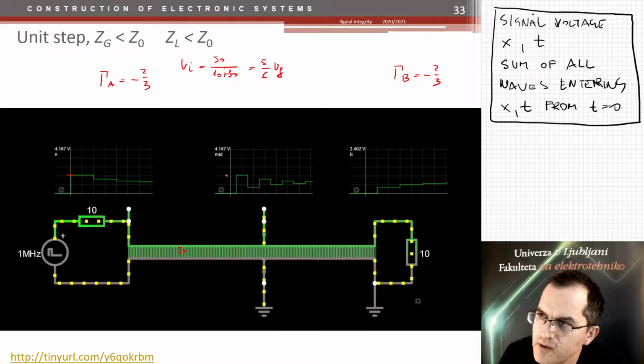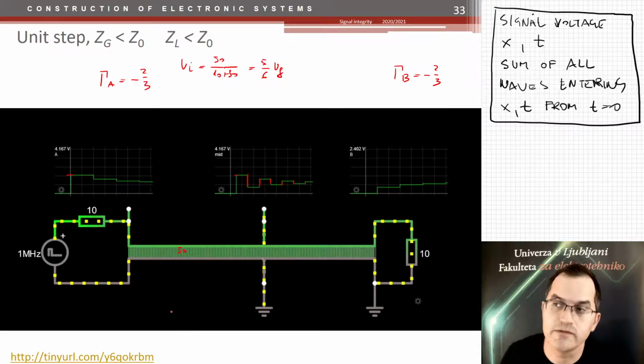We have -2/3 of that reflected back. That's this one here. Then here minus times minus is positive, goes there. Minus times plus is minus, and minus going back, minus times minus is plus. And there you see the bouncing back and forth. Positive, negative, positive, negative, positive, negative. And summing up, what you see here is that voltage on the generator side is dropping, and the voltage on the load side is rising towards the mid value, which is which one?